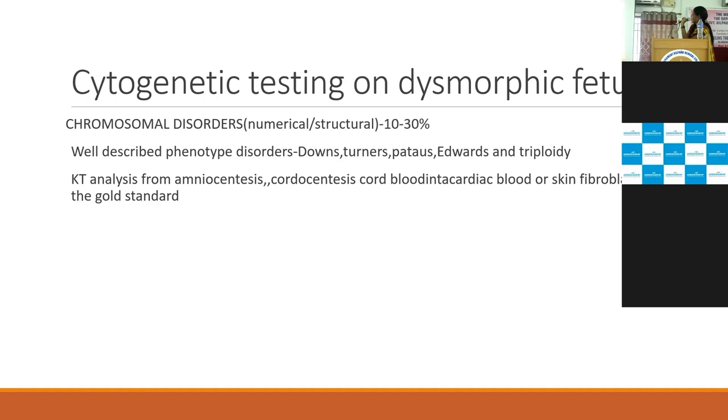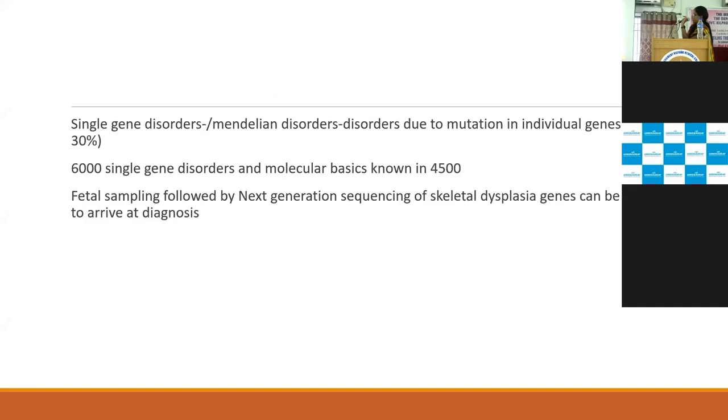Cytogenetic testing on a dysmorphic fetus: chromosomal disorders account for 10 to 30% of genetic syndromes. It is a well-described entity with phenotypic disorders, for example Down syndrome, Turner syndrome, Patau, Edwards. All these are easily diagnosed nowadays on a targeted ultrasound. But we have to confirm by karyotype analysis, either from amniocentesis, cordocentesis blood, intracardiac blood, or skin fibroblast. So karyotype analysis is the gold standard in diagnosing chromosomal disorders.